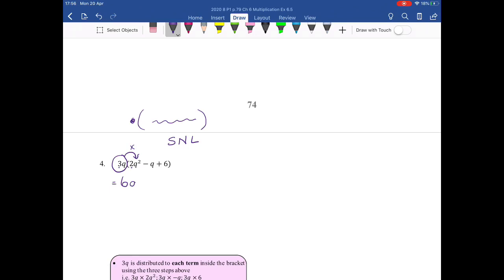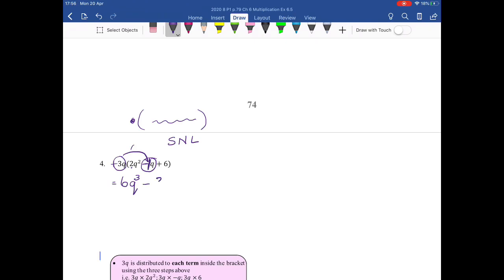I write down my base, which is q. I've got a 1 there and a 2. When I multiply powers by the same base, I write down my base and say 1 plus 2 is 3. Now I'm done with that. Now I'm going to do the next one, which is these two. Signs, numbers, letters. A positive multiplied by a negative will give me negative.